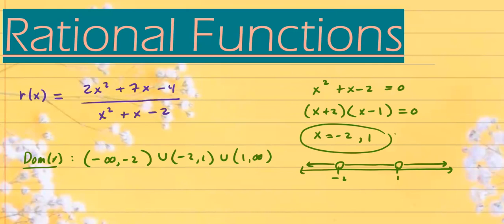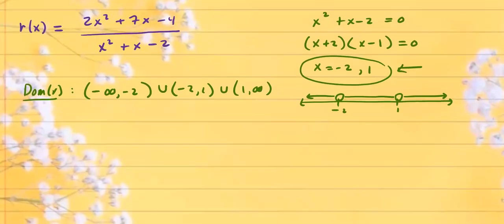Now, these points that we remove from the domain, they actually represent vertical asymptotes. Vertical asymptotes are the x values when the function is undefined. These are the points when the function is undefined. So we know the vertical asymptotes, let's call it VA, they are going to be x equals -2 and x equals 1. All right, so we have that.